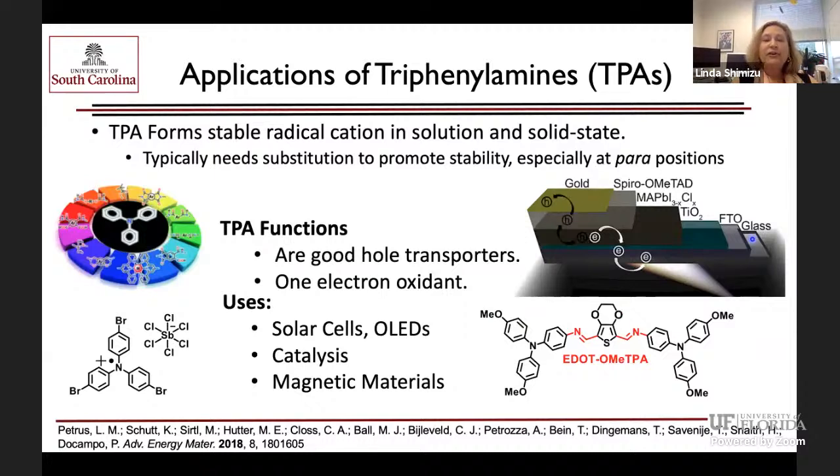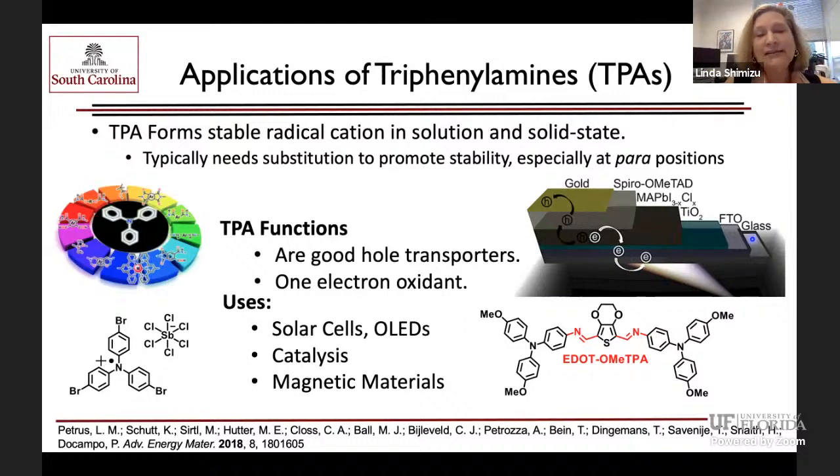Most of our current work is looking at understanding how the organization of triphenylamines might change and influence their photophysical properties. Triphenylamines are really of great interest to the polymer community because they can form these stable radical cations in solution and in the solid state. And so they're of interest as magnetic materials or polymeric magnetic materials.